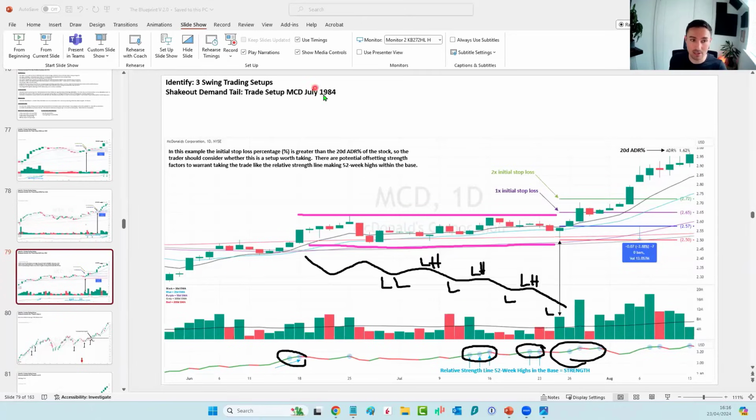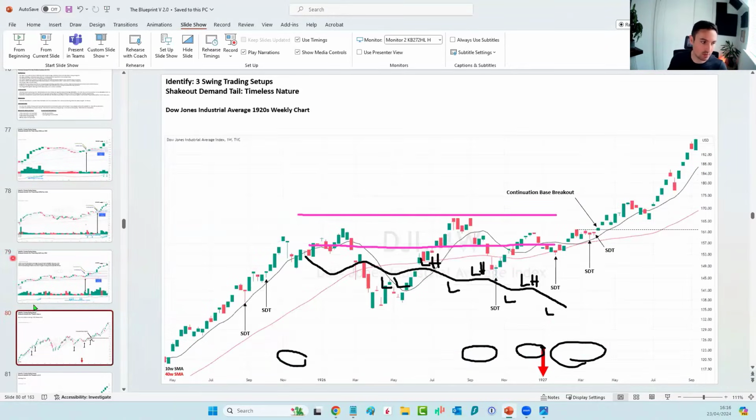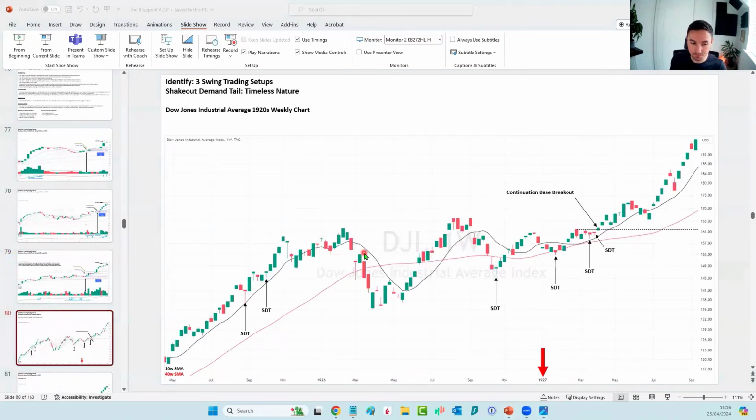It was really good action in 1984, and in 2024, 40-something years later, it is still really good action to see. It's absolutely timeless. If we just clear all these drawings, it's absolutely timeless. This is the thing. Pull up a chart of the Dow Jones on the weekly chart.